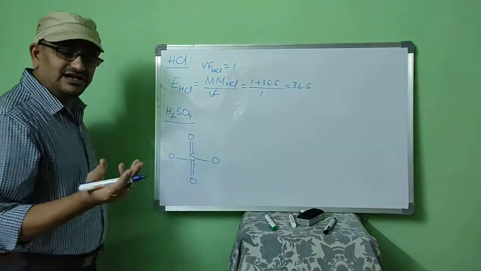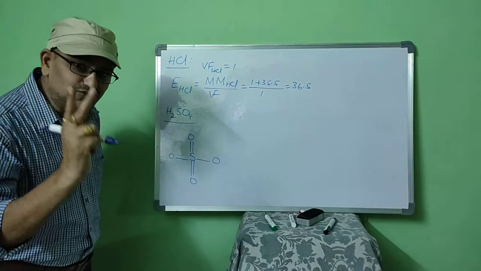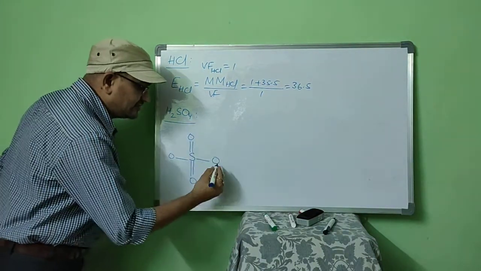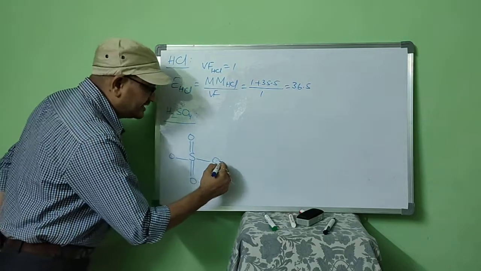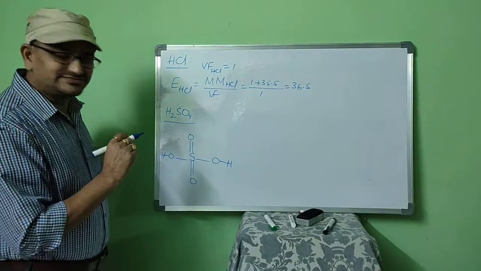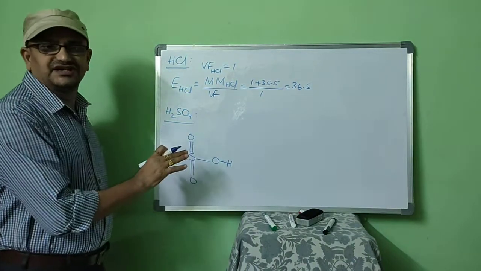You know that oxygen is bivalent. Oxygen always forms how many bonds? 2 bonds. So this oxygen had formed 2. This had formed 2. Oxygen here had formed only 1. The next bond is with hydrogen and here also the next bond is with hydrogen. So this is a simple structure of sulfuric acid.